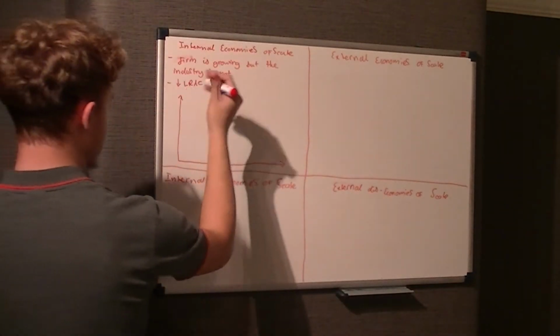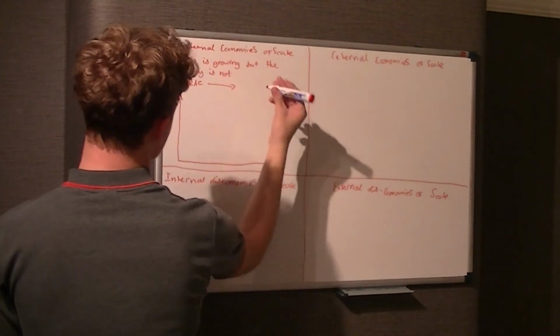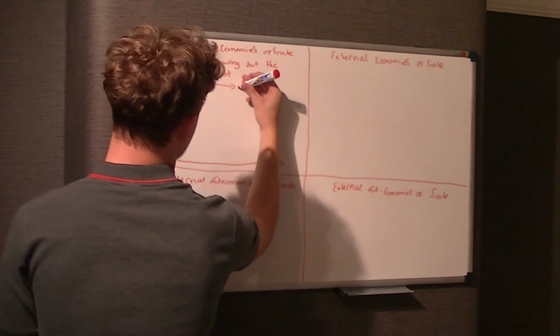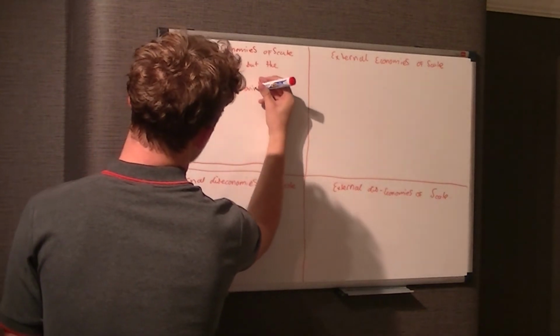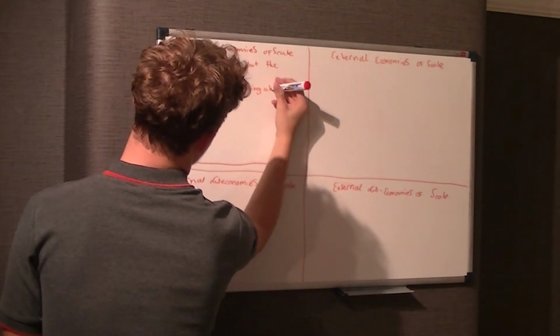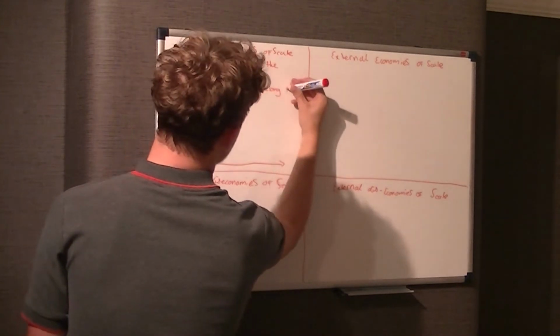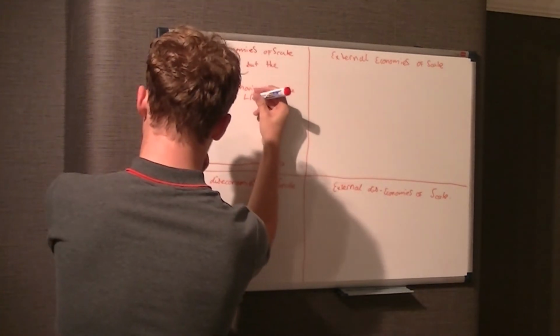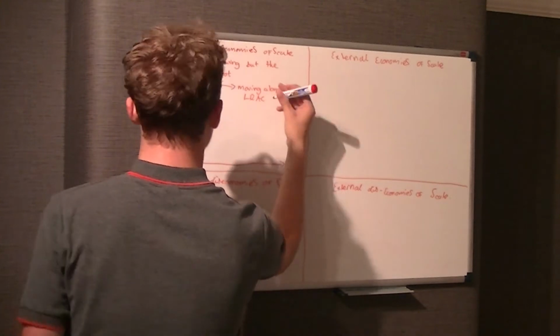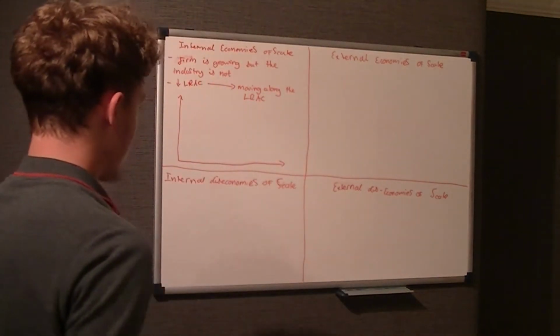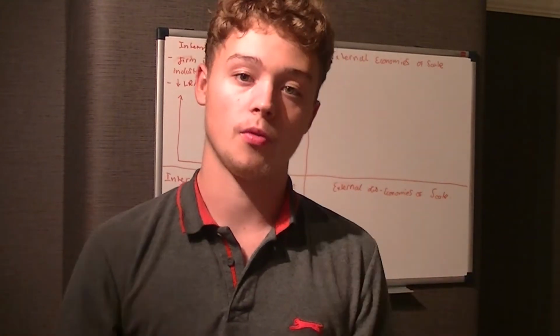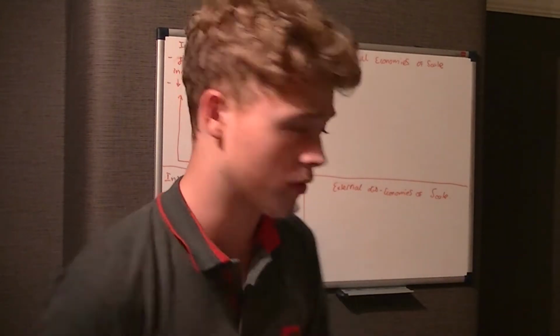So we said the long run average costs are falling, and because it's internal, then we are moving along the LRAC curve. And that's because we're only concerned with one firm. We're not concerned with the whole of the industry. We're just concerned with one firm.